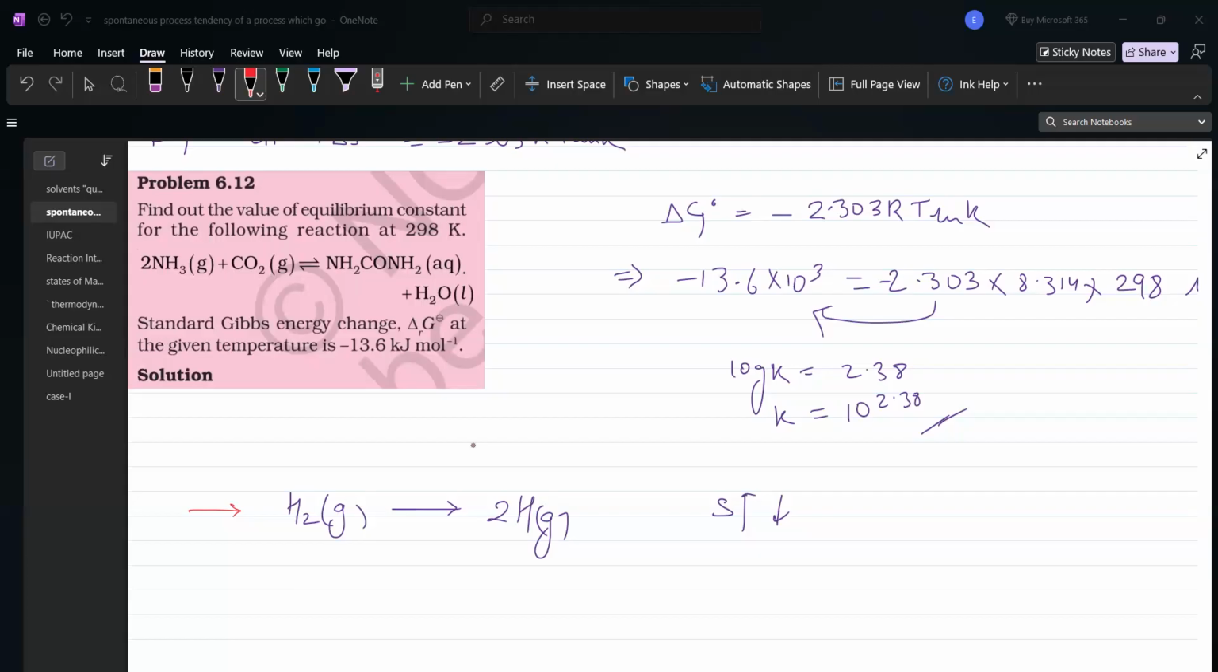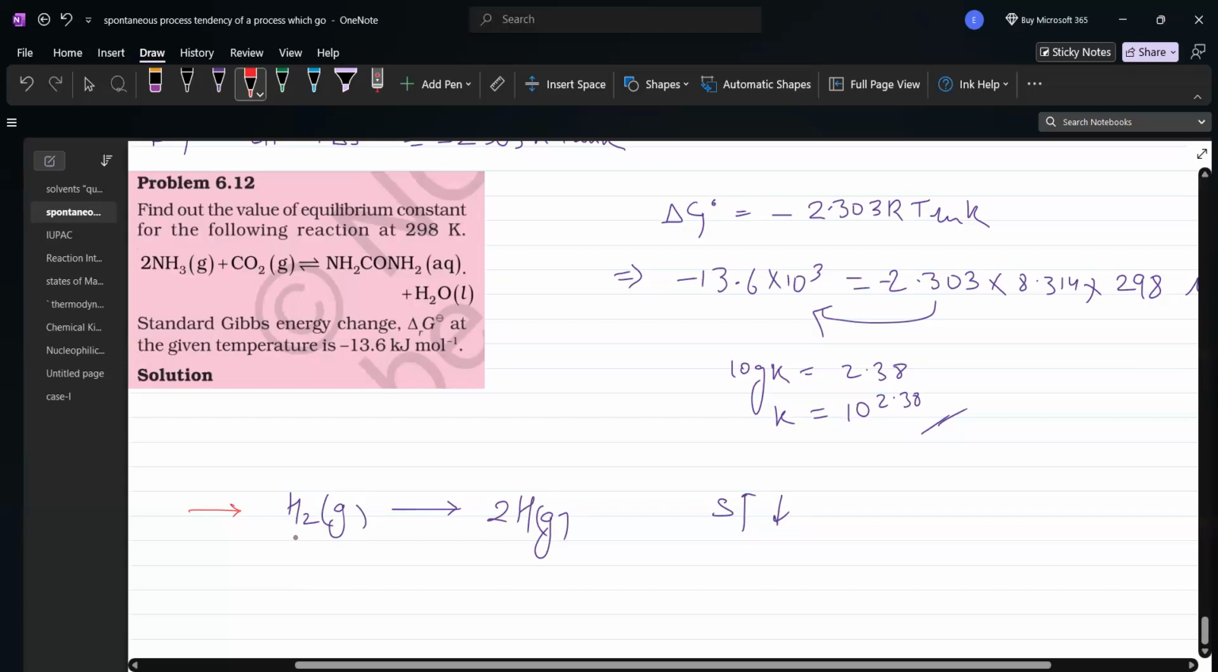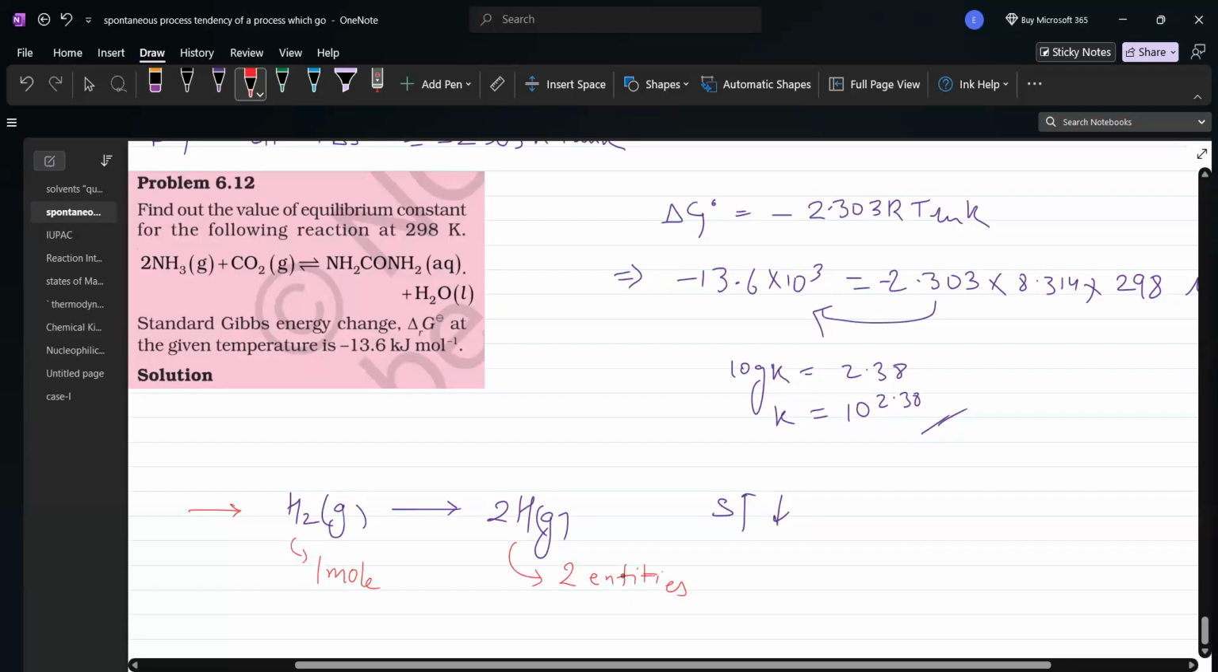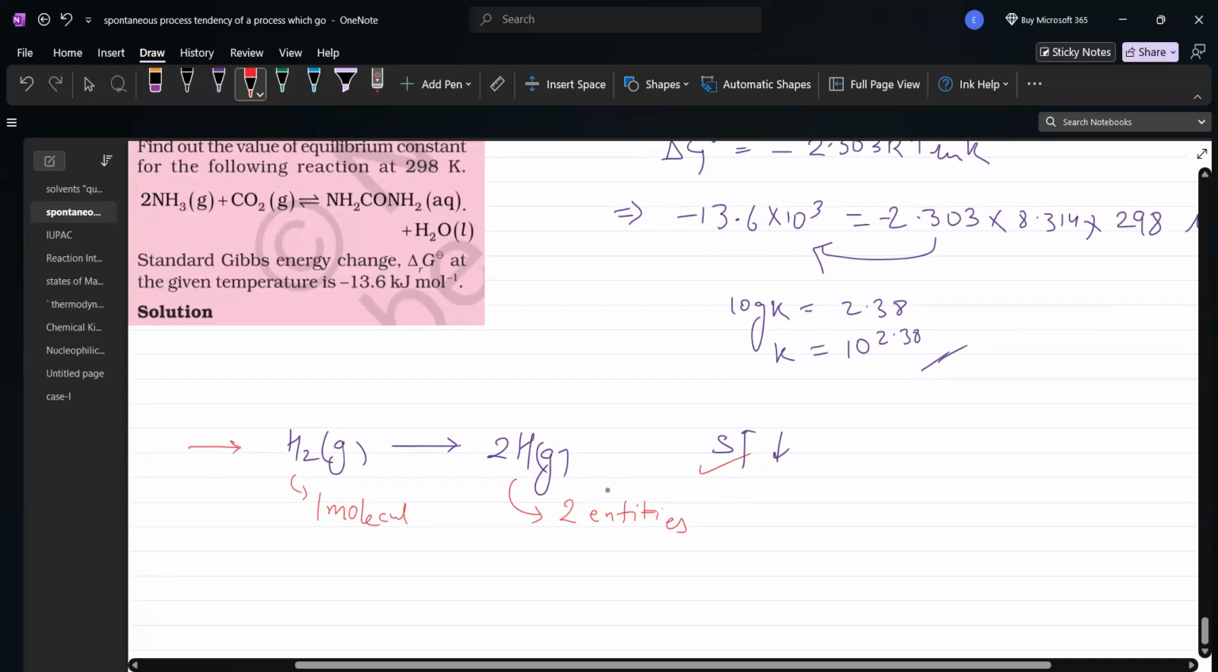Okay. So, good. I got a lot of answers from you. Thus entropy has been increased. Why? Because we are having one molecule here only, and here we are having two atoms, so two entities. So randomness has increased, so entropy has been increased, right? Everybody. Yes.